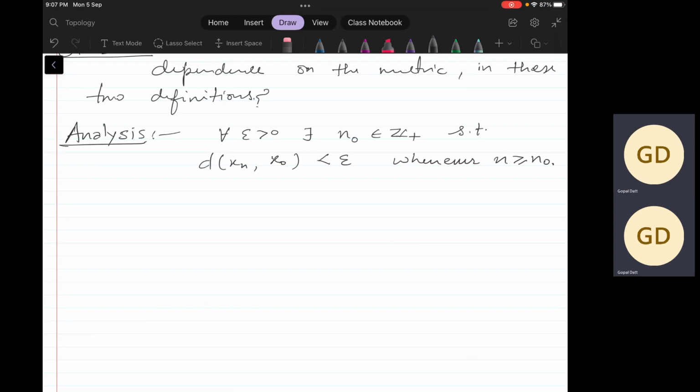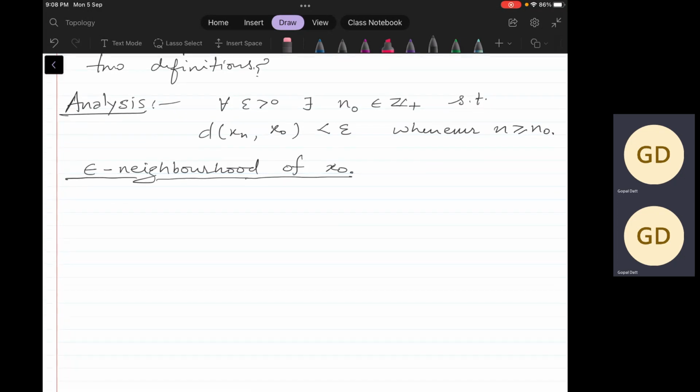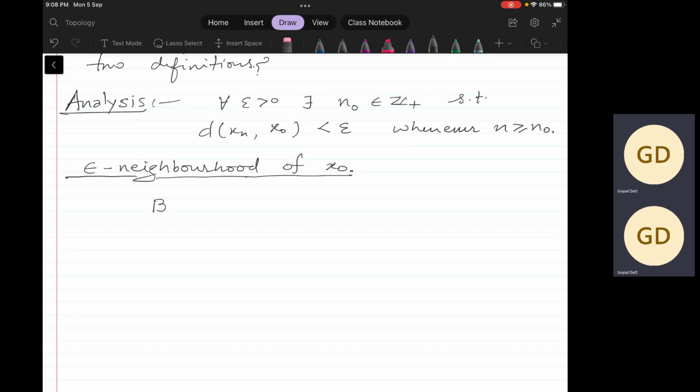So let us define a notion that is called epsilon neighborhood of a point x naught. What is the epsilon neighborhood of x naught? Recall, we already know this from metric space. The ball centered at x naught and radius epsilon is called the epsilon neighborhood of x naught. It is defined like this: all x in X such that the distance between x and x naught is less than epsilon.